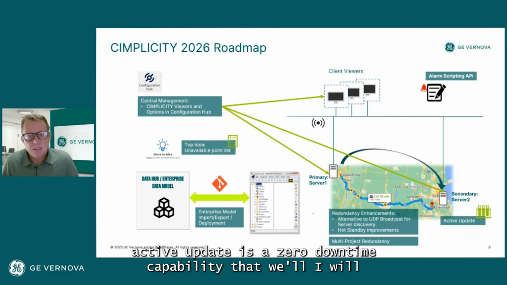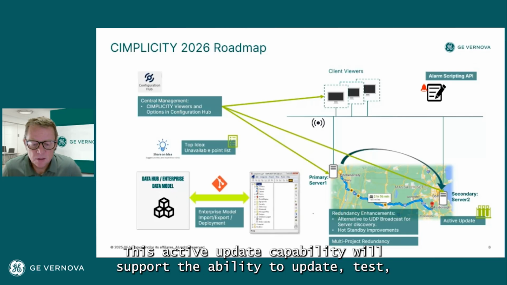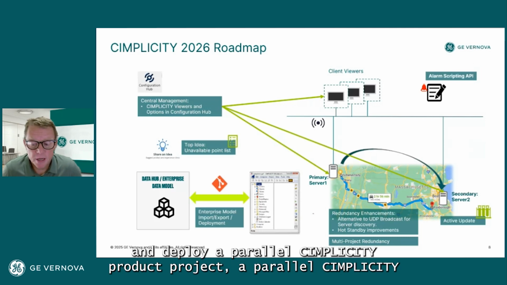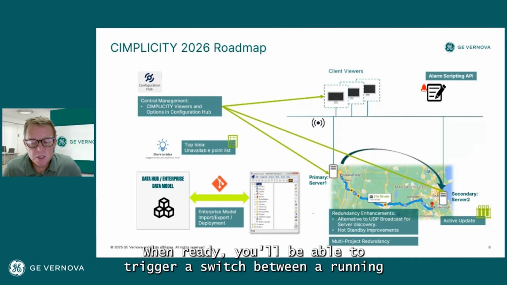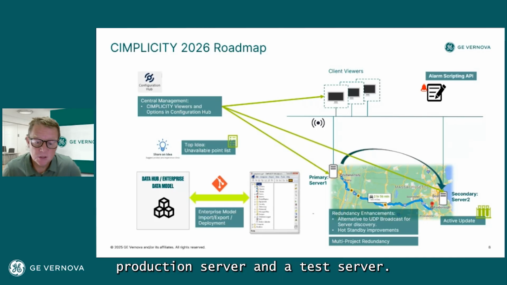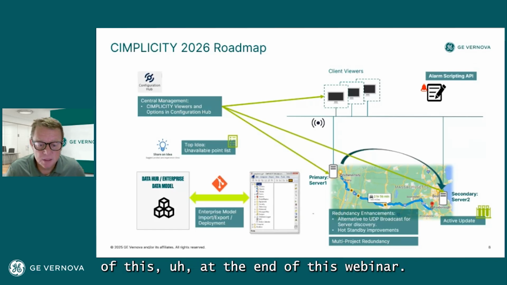Active Update is a zero downtime capability that I will highlight in more detail after this brief update here. This Active Update capability will support the ability to update, test, and deploy a parallel Cimplicity project in a production system. When ready, you'll be able to trigger a switch between a running production server and a test server. I will highlight more details on this and provide a small demo of this at the end of this webinar.